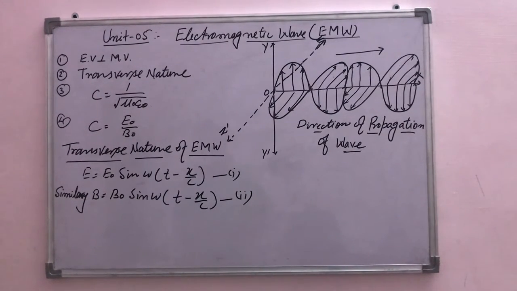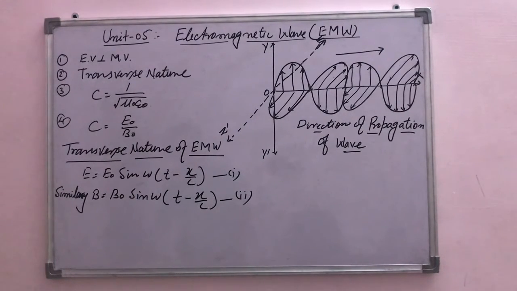So the velocity of electromagnetic wave can also be written as the ratio of the amplitude of the electric field to the magnetic field. The formula is written on the blackboard at point number 4. c is equal to E naught upon B naught. E naught is the amplitude of the electric field, B naught is the amplitude of the magnetic field, and the ratio of these two is always equal to c, and c is the speed of light, that is 3 into 10 to the power 8 meter per second. So these are the main properties of the electromagnetic wave.